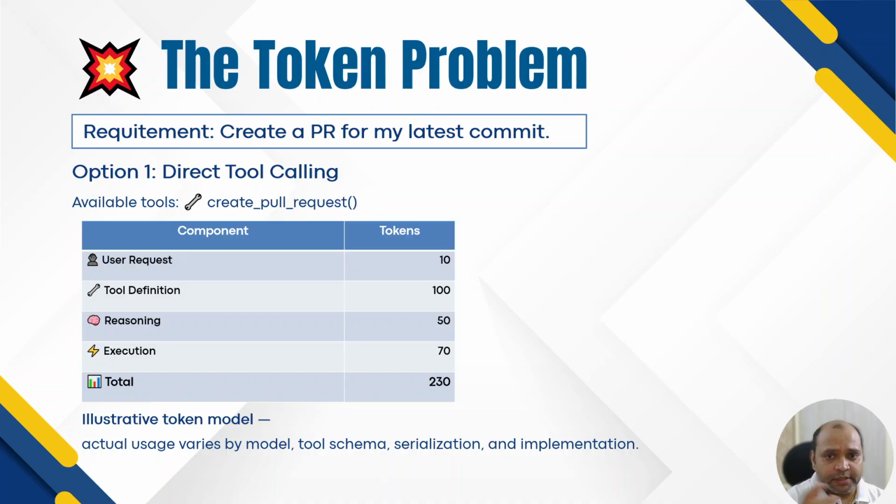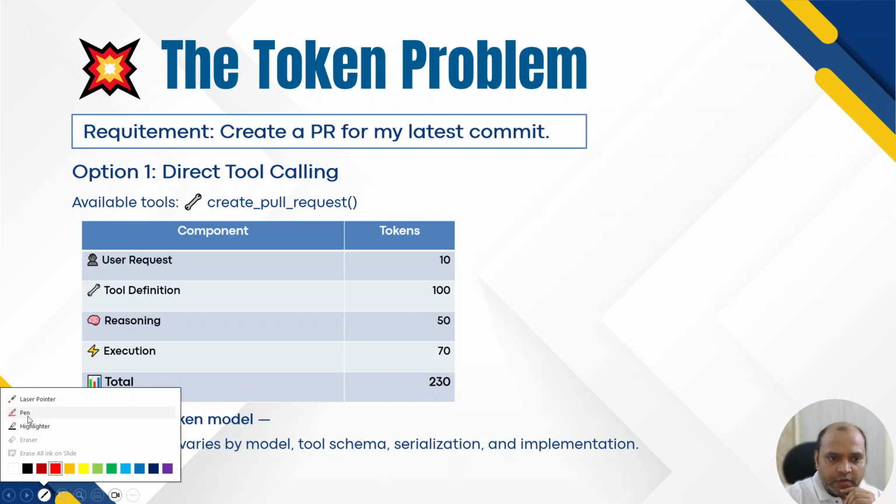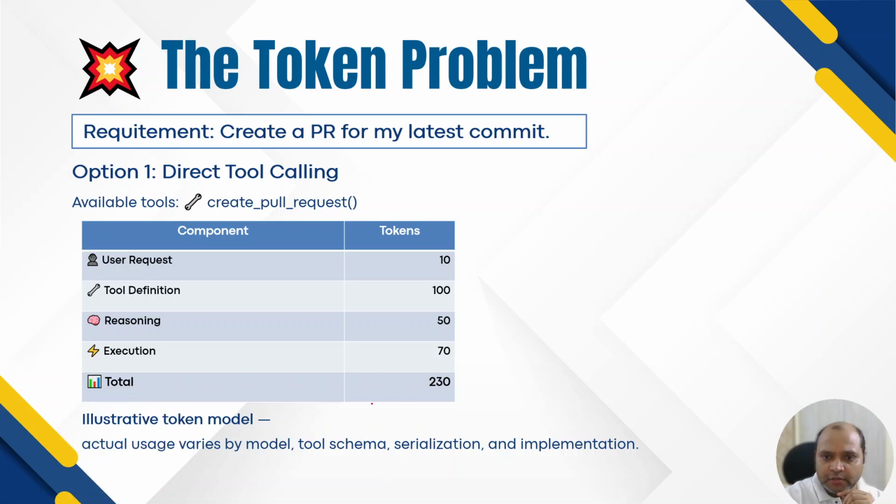The user request is create a pull request for my latest commit, which may consume 10 tokens. Tool definition could have 100 tokens. Then reasoning and execution. Overall, the token consumption for direct tool calling would be, let me see, 230, right? That's an approximate idea.